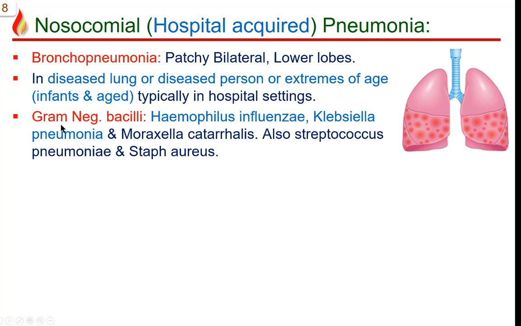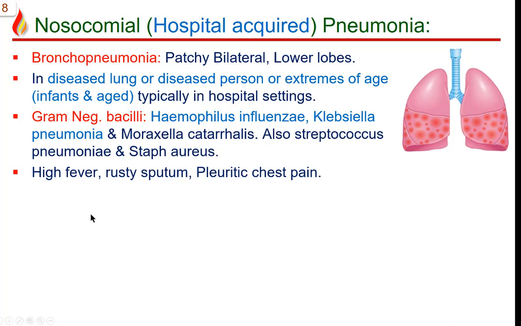The common organisms are all gram-negative bacilli: Haemophilus influenzae, Klebsiella, Moraxella. Most common is H. influenzae. Okay, next is Klebsiella. But also Streptococcus pneumoniae, which causes lobar pneumonia, can also cause bronchopneumonia in diseased persons.